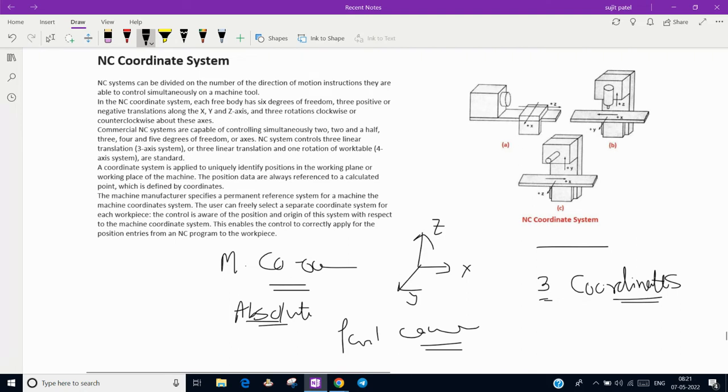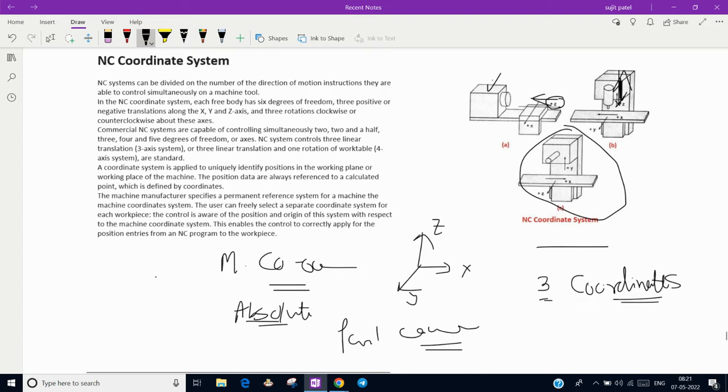Suppose this is the machine, and here x, y, and z. One more thing I would like to add is that the direction of the tool is generally defined as the z axis. Suppose this is a lathe machine, so here the tool motion is like this, so this is the z axis. In a vertical milling or vertical drilling, the vertical direction is defined as z. So always remember that the z direction is represented by the tool axis, the axis in which the tool is going to move.